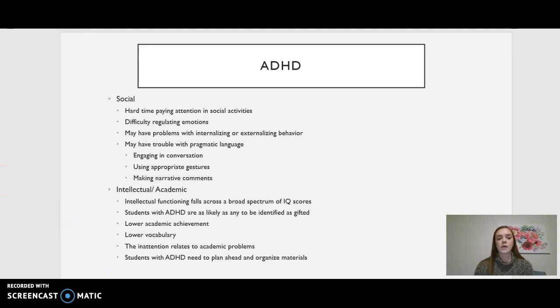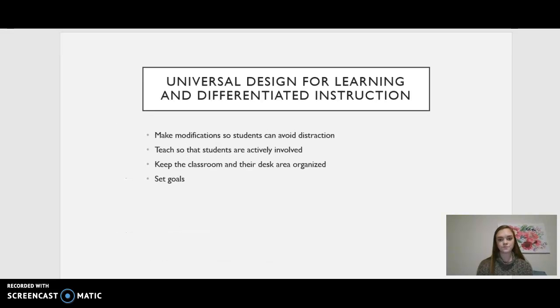And they also have some intellectual and academic challenges, sometimes, not always, such as they're likely to be identified as gifted. A lot of them are highly, highly intelligent. On the other hand, some aren't. Some are lower, and some have lower vocabularies. It's very broad. ADHD can affect basically anyone.